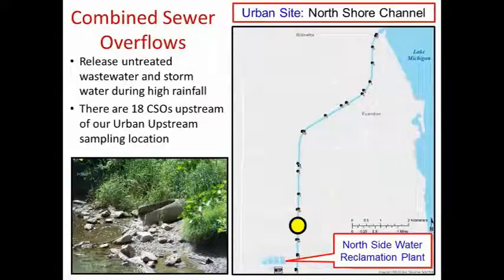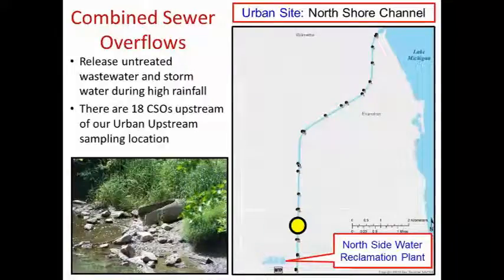So on my figure, this is the north side treatment plant. This is my sampling site. Each of these little sort of buttons is a CSO. And there's a couple of them that are paired together. So there's 18 of them upstream of my site. So these could potentially be receiving untreated wastewater. So really high concentration potentially of triclosan coming in, not all the time, but periodically when there's a big event.